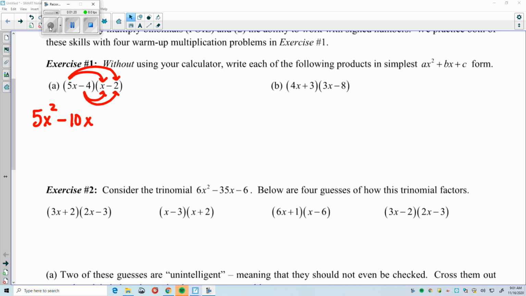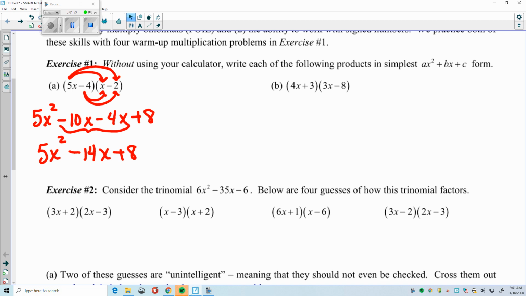Okay, now we're going to multiply the inside, so we should have negative 4 times x, so that's a negative 4x. And then we multiply the last, so here a negative 4 times a negative 2, so that's a positive 8. So now we want to combine like terms. Negative 10x and a negative 4x, we get a negative 14x plus 8. So now we've taken those two terms, distributed them, and we have our trinomial.